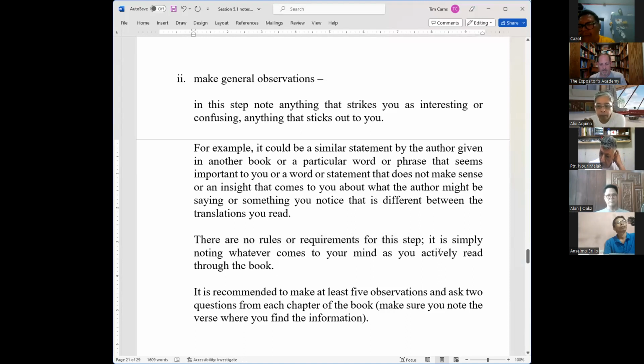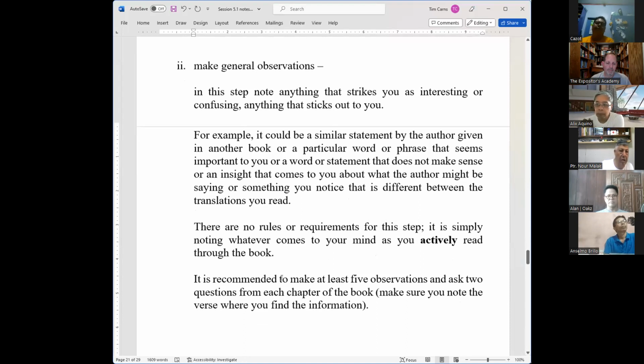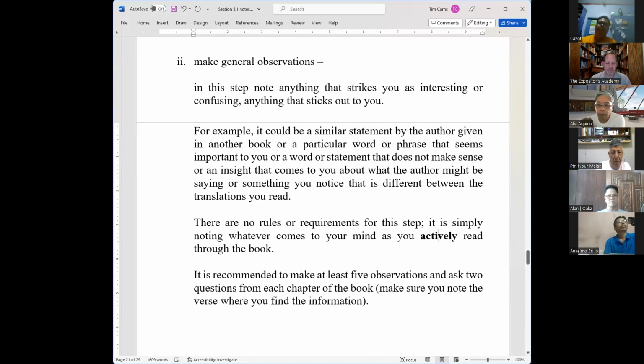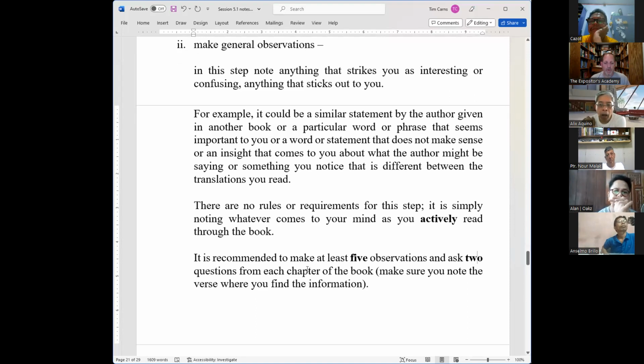The key here is that it helps to be actively reading. In the assignment, I'm going to ask you to make at least 5 observations and ask 2 questions for each chapter of the book. 2 Timothy has 4 chapters, so 5 observations for each chapter and, in addition to that, 2 questions you have from the chapter. It could be a specific word or a verse. You can do more than this, but at least this amount.